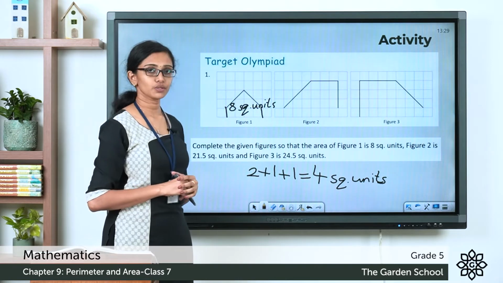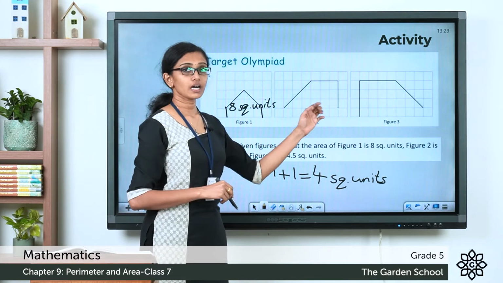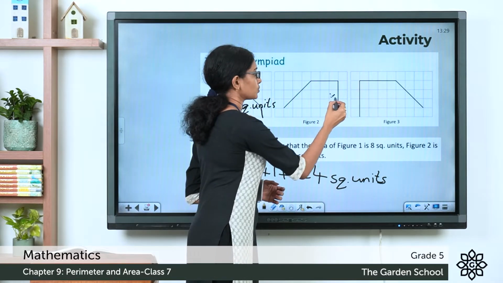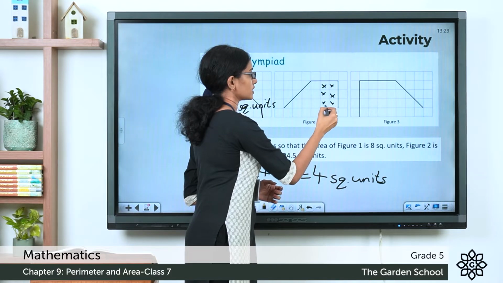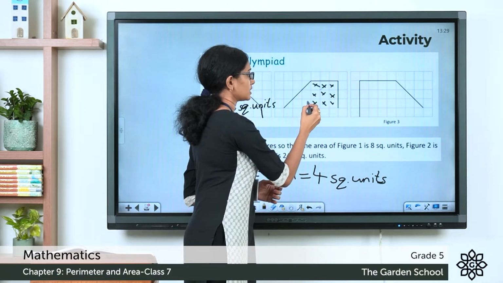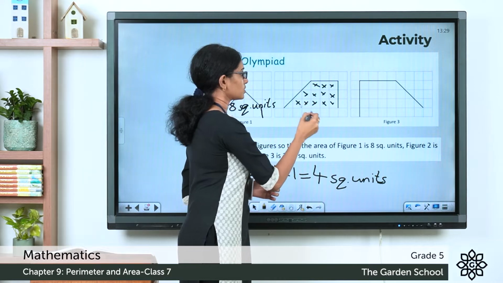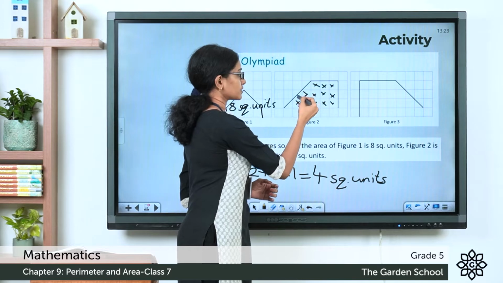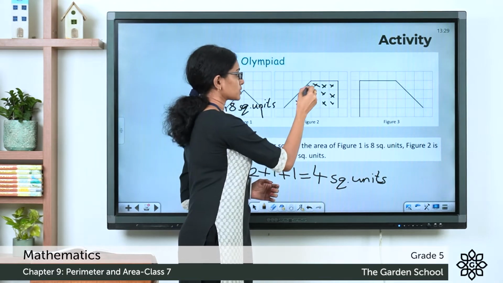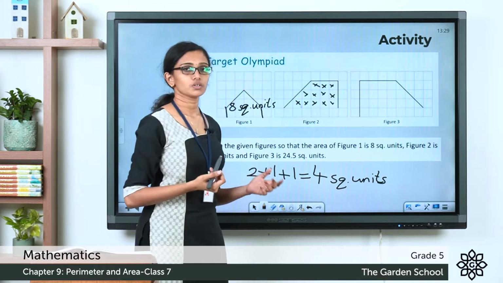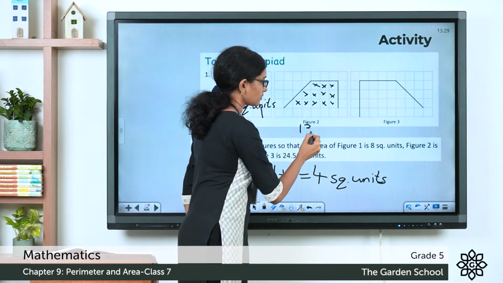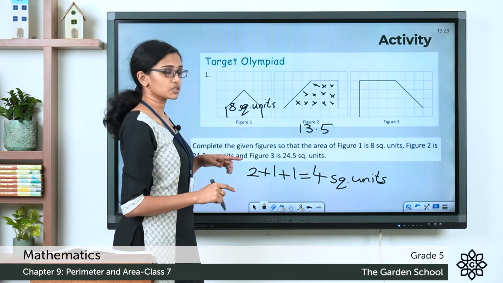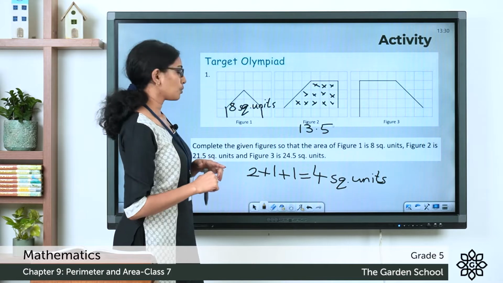Now let's see the figure number 2. So here, what is the area of the figure from the question given? So here it is 1, 2, 3, 4, 5, 6, 7, 8, 9, 10, 11, 12. So it is 12 complete squares plus 2 halves, which is 1. So it is 12 plus 1, 13. Then here 1 half. So here in the figure given, the area is 13.5 square units. But we have to redraw this picture, complete this picture to make it 21.5.